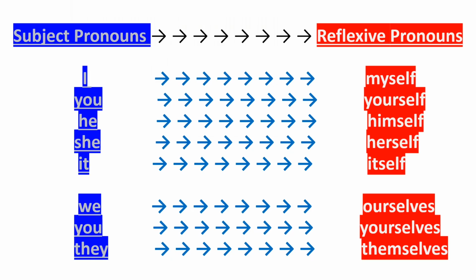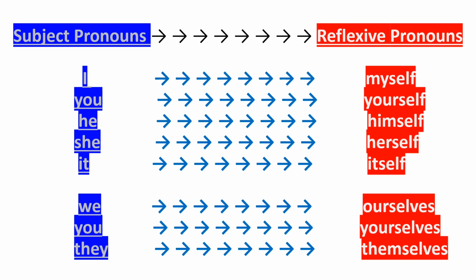Look at this table to know how they change from subject pronouns to reflexive pronouns. I becomes myself, you yourself, he himself, she herself, it itself. We ourselves, plural, be careful, you yourselves, they themselves. When they change into the plural, the F becomes VES.